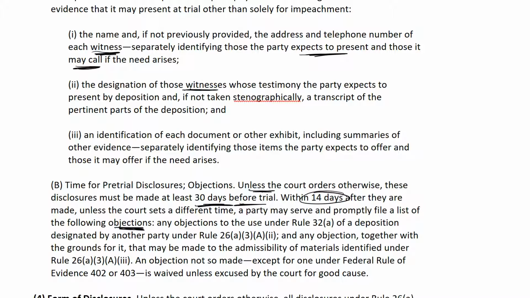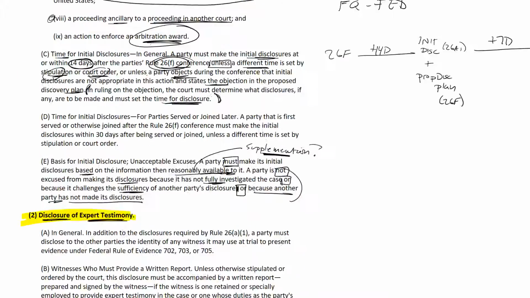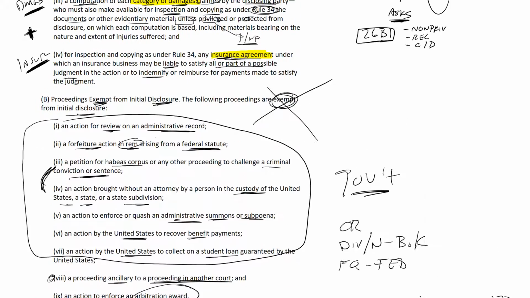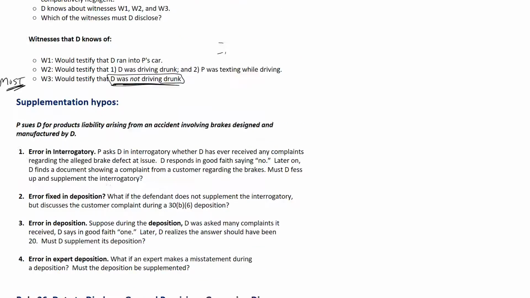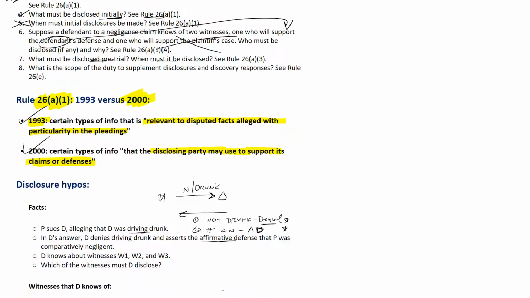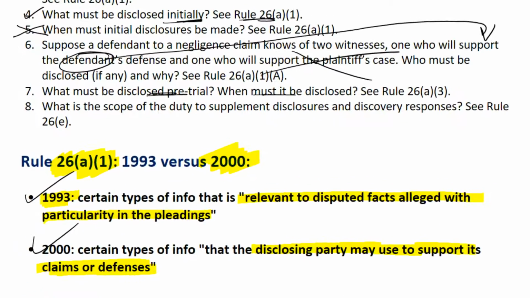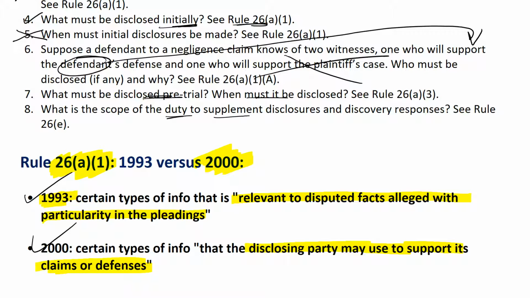Witnesses who the party is going to present by deposition, and if not stenographically, then a transcript. And then finally, the identification of each document or exhibit and so on that's going to be presented. So that's a little bit more straightforward. The difficult one for right now is going to be the initial disclosures, and we talked about that in some pretty significant detail.